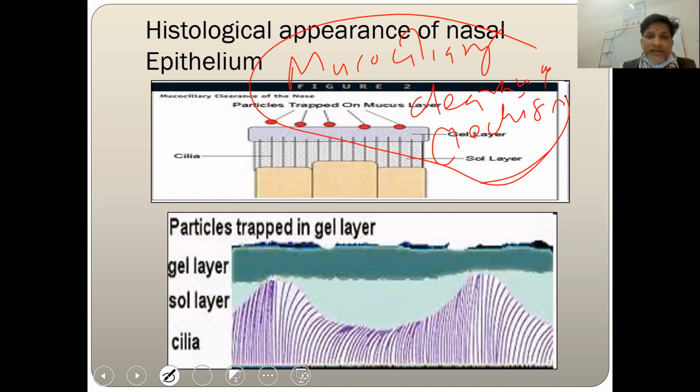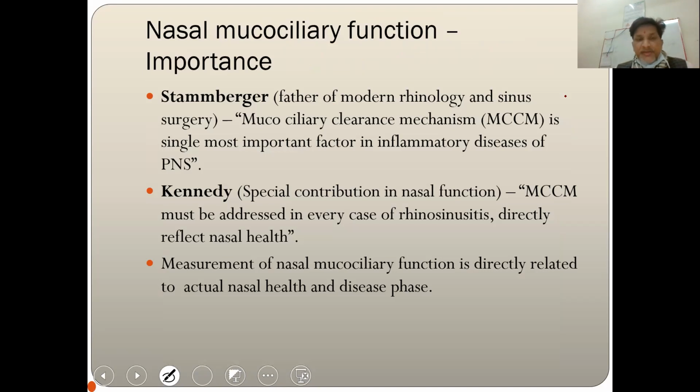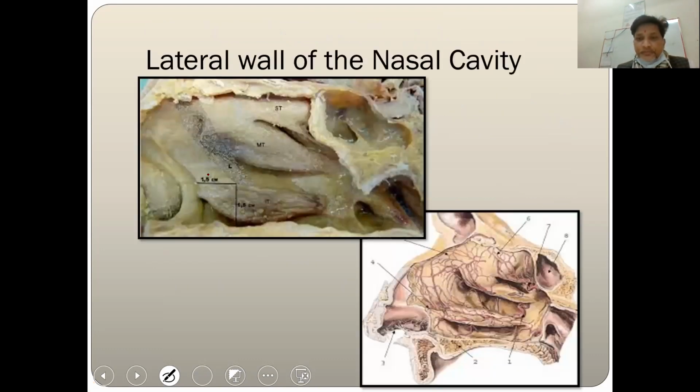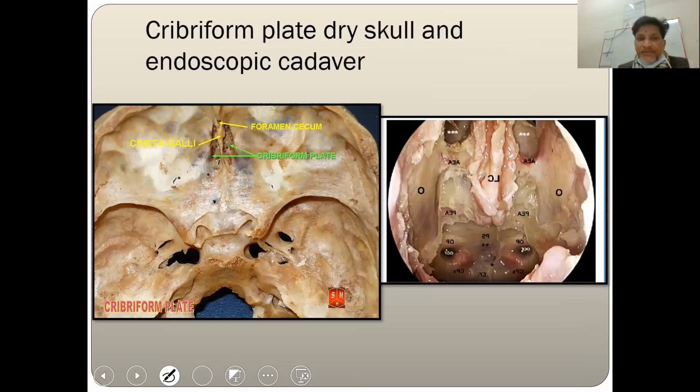This particular mucociliary clearance mechanism has an important role in nasal health, and we have elaborated two important names in the science of rhinology, and they are of the opinion that mucociliary clearance mechanism is the single most important factor for the genesis of acute or chronic rhinosinusitis. So we have already discussed some anatomical part of nasal drug delivery system.